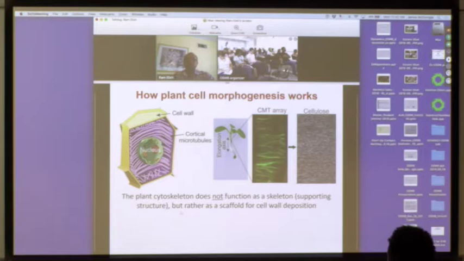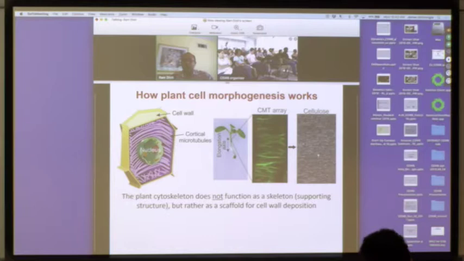This slide is summarizing what I've said so far, which is that we have the cortical microtubules subtending the plasma membrane. They are attached to the plasma membrane along their length. The organization of the cortical microtubules then dictates the organization of the cellulose microfibrils, and we also think other cell wall material. That is how you create this wall anisotropy that leads to directional expansion.